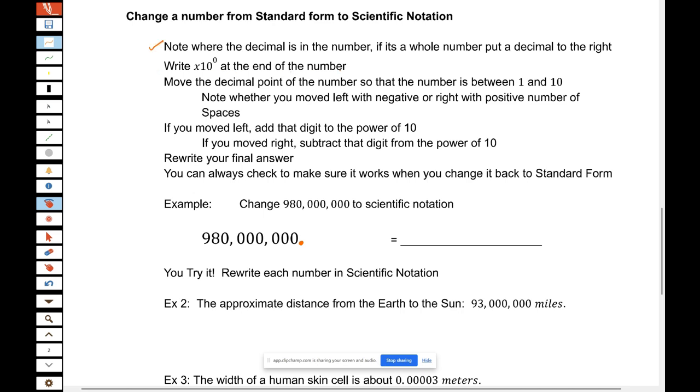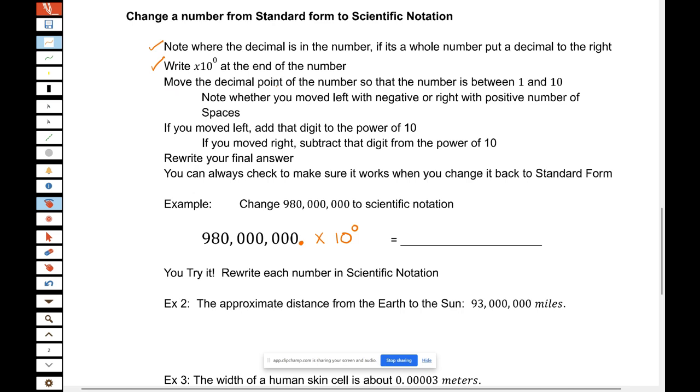Second, write times 10 to the 0 at the end of the number. Yes, we're going to start with it being a power of 0 because that means that I have the number of 980 million really times 1. 10 to the 0 is 1. We aren't changing the value of the number. We aren't changing what it's worth. We're just writing it in a different form. Just like writing a word in a different language, it doesn't change what it means.